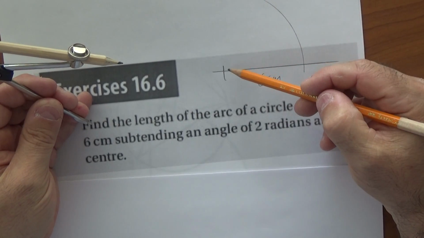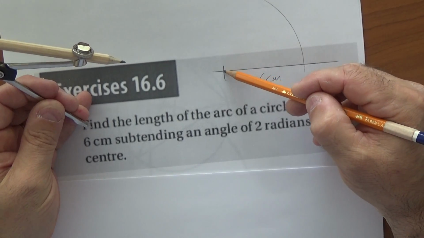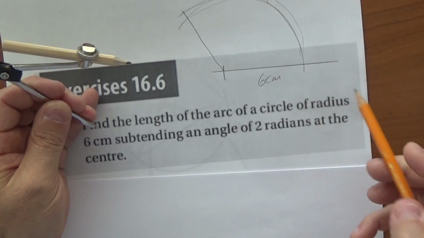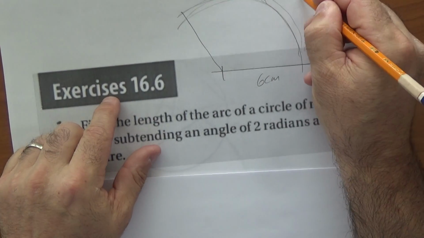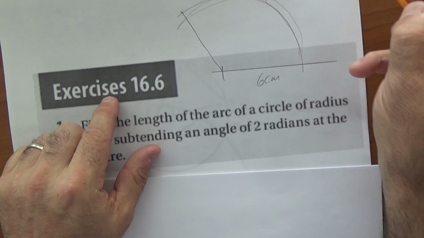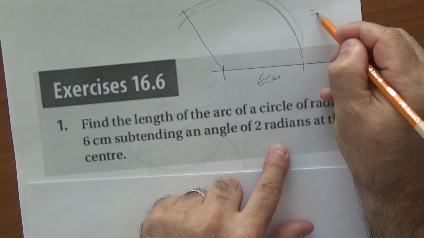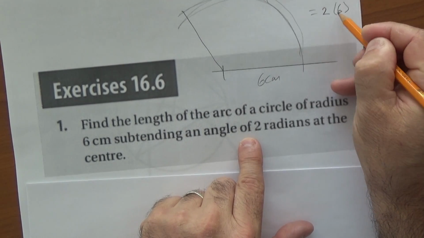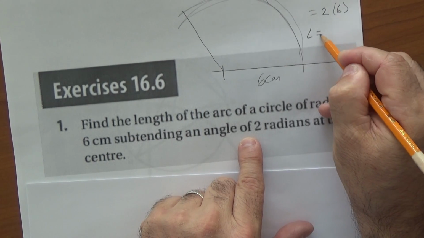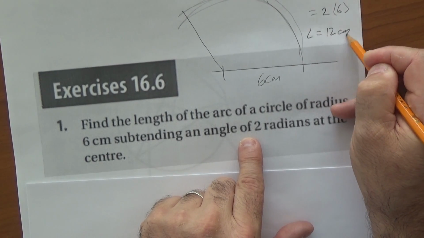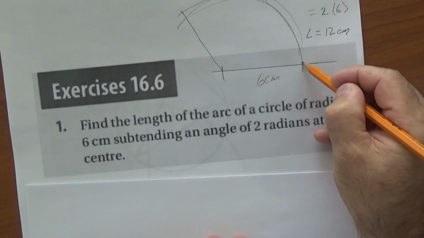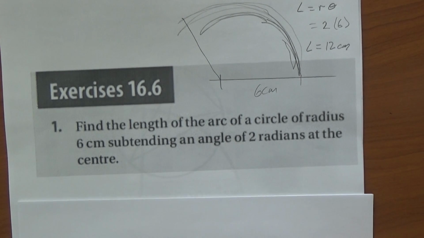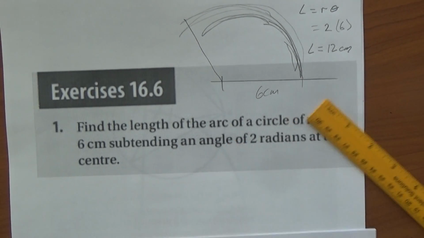Now we do want to get an idea of what 2 radians looks like. So 2 radians is out here somewhere. So we're finding that length there. Okay, well the formula L equals r theta means you have 2 for theta and 6 for the radius, and it's that simple. So the length equals 12 centimeters, because 1 radian gives us 6 centimeters and another radian gives us another 6 centimeters. So 12 centimeters.